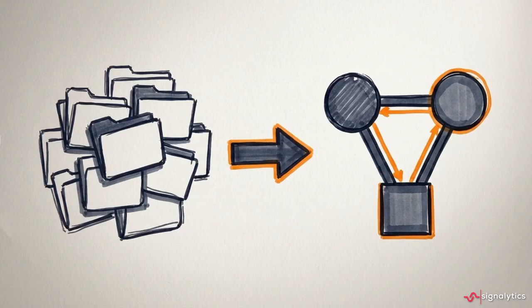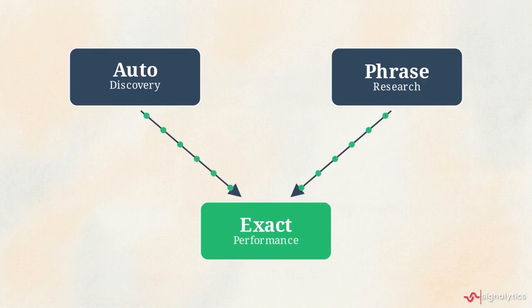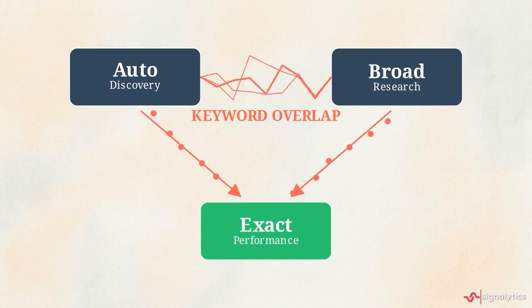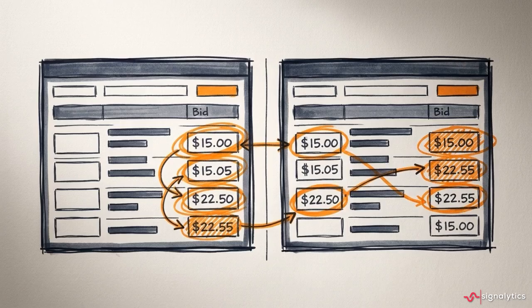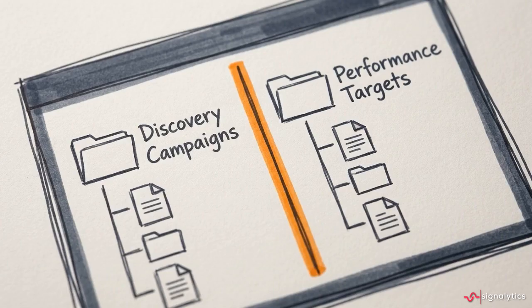Before automation can work, you have to organize your existing campaigns into a clean 3-pillar architecture. The required structure uses an auto campaign for discovery and a phrase campaign for research at the top, funneling down into a single exact match campaign at the bottom. Substituting phrase for a broad campaign causes overlap, forcing them to cover identical keywords. This setup forces you into a bidding war against your own account. You end up wasting ad spend on duplicated efforts. For a rules engine to function safely, you must maintain strict isolation between your discovery tools and your performance targets.